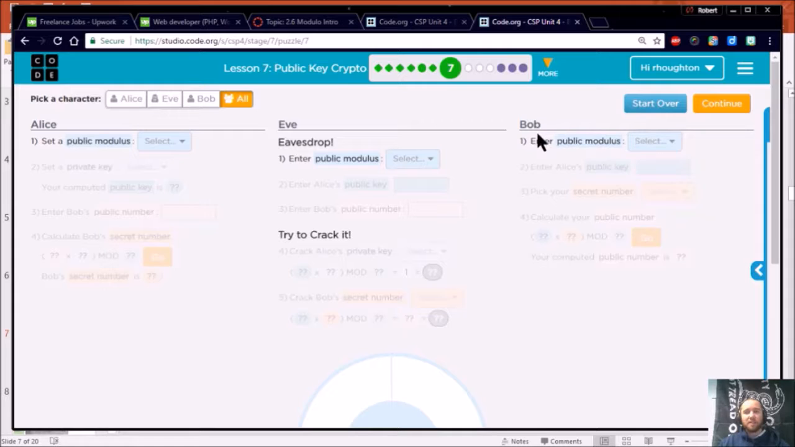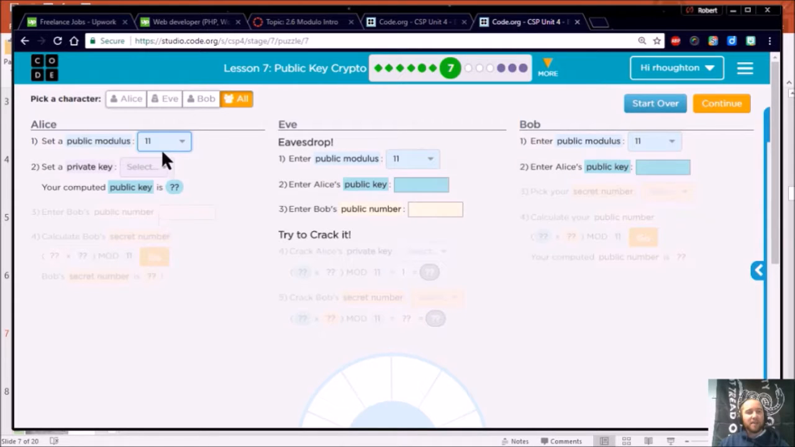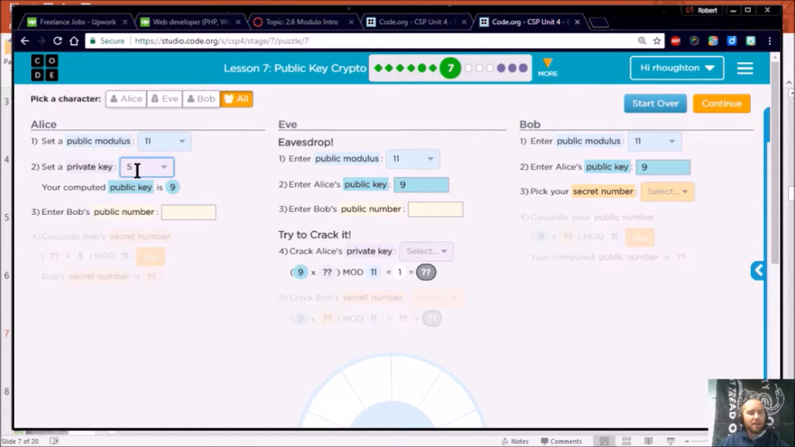Bob is the guy with the secret. So Alice wants that secret. Let's say Alice and Bob agree to a number, let's say 11. It could be any prime number here. So we're going with 11. So she has that public modulus. She'll go ahead and pick a secret key. I'm going to go with 5 here. So now we go over here, and he needs a public key. Where does he get that? Well, from Alice. She's going to come up with the number 9, and then again, everybody can see it.